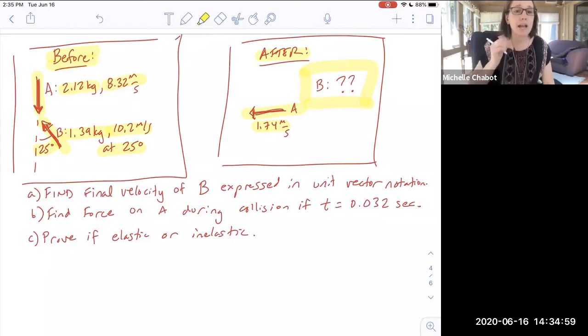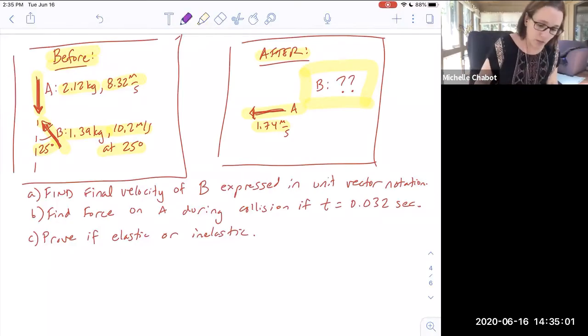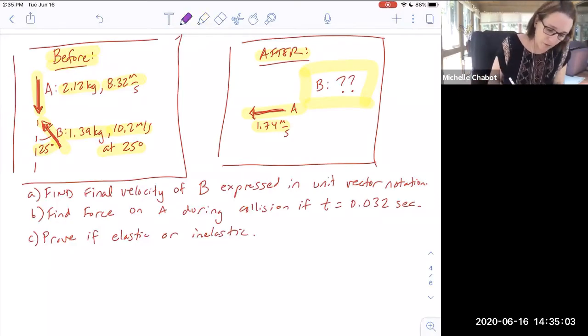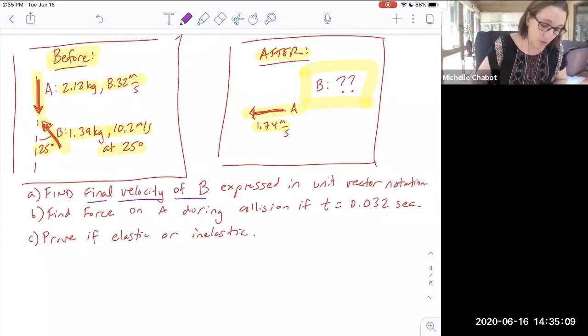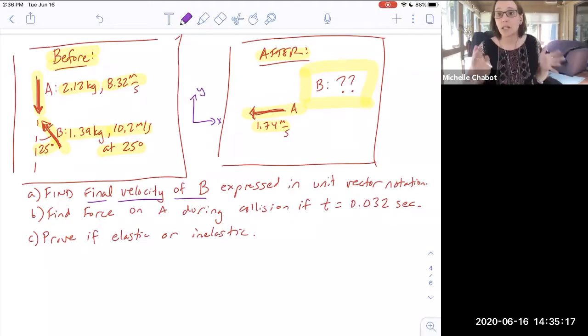Okay, so part A asks us to express the final velocity of B in unit vector notation. We need the x and y components of the velocity vector for B. So I'm going to draw in a standard right-handed coordinate system, x and y, and that's what I'll use throughout this problem.